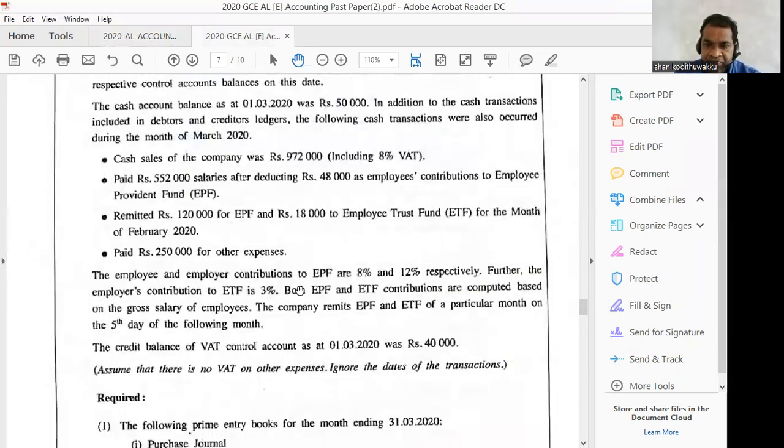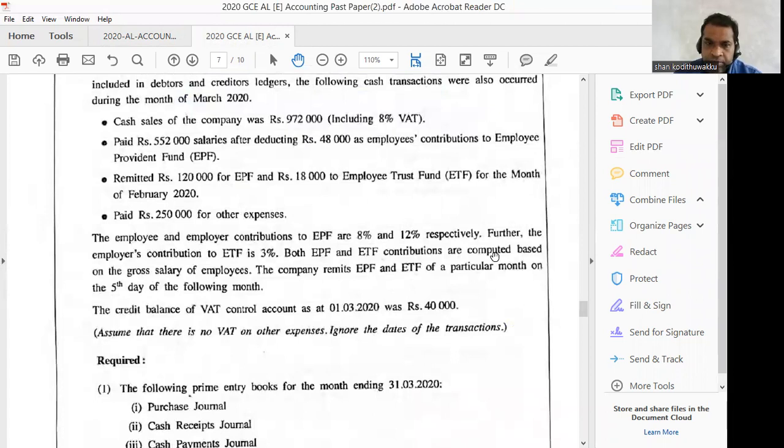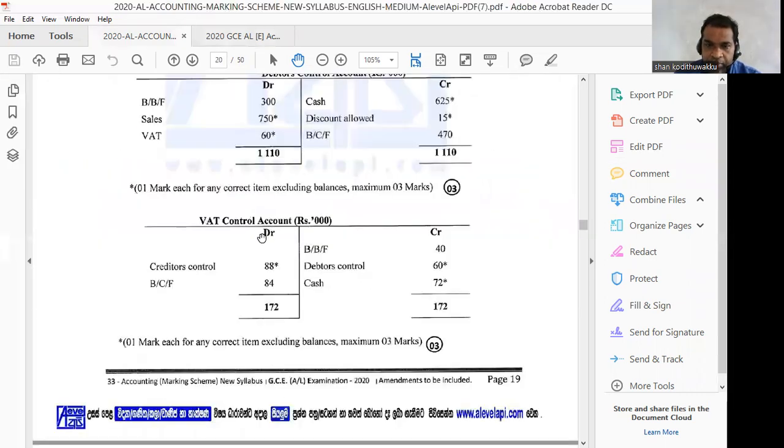Then the company remits EPF and ETF of a particular month on the 5th day of the following month. Therefore, what we paid is related to the previous month, February, but we recorded what is related to the current month also. What is related to the current month will be paid in the month of April. The credit balance of VAT control account as at 1st March 2020 is 40,000. Then you can include it as a credit opening balance in the VAT control account. VAT control account brought forward balance 40,000. Right.